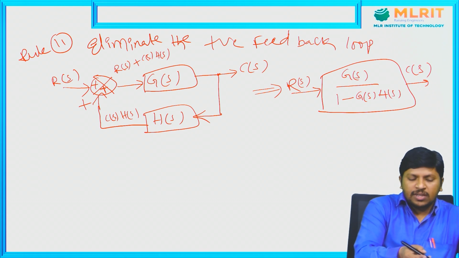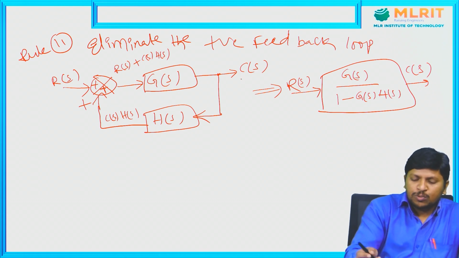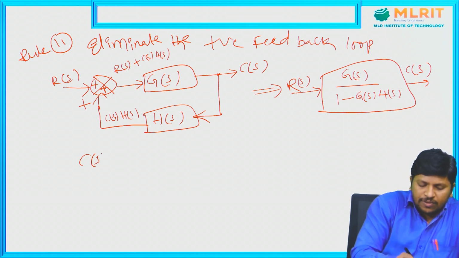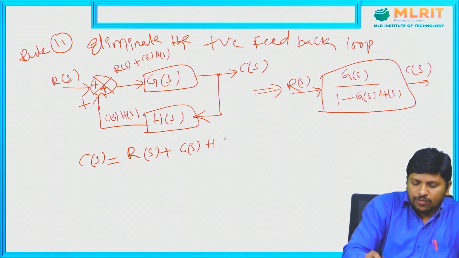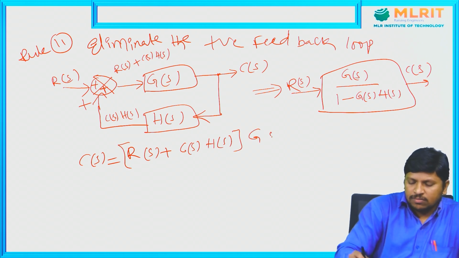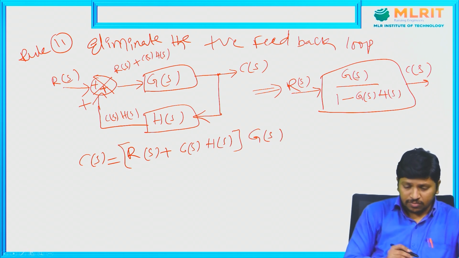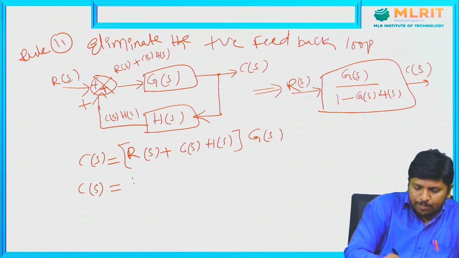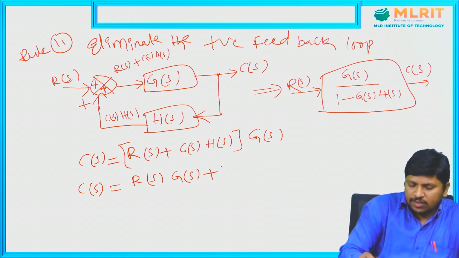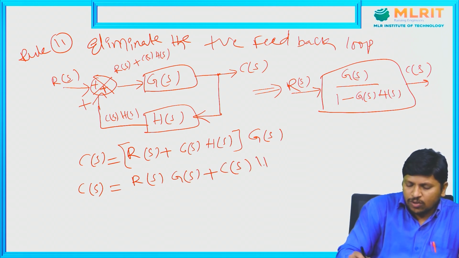Same process. Just observe what the output is here, C of S. C of S equals R of S plus C of S into H of S, into this value G of S. So C of S equals R of S into G of S, expanded, plus C of S into H of S into G of S.